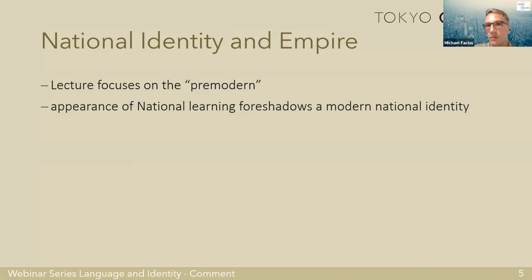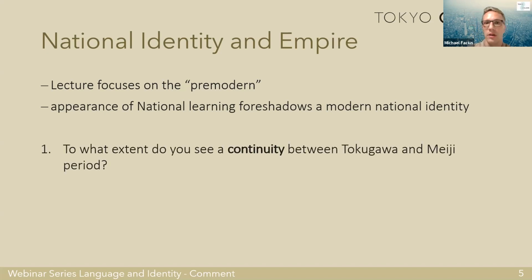So the lecture focuses on the pre-modern, but of course, the appearance of national learning that you have been talking about foreshadows the creation of modern national identities. That's a long-standing argument, I think, in Japanese studies, about the transition between the early modern and the modern period, to what extent Kokugaku, the national learning school, was instrumental in creating a national identity in the Meiji period that would be based on Shinto, on purism, on nativism, on the exclusion of Chinese, and so on. And I wonder to what extent you see a continuity between the Tokugawa and the Meiji period, if you look not at the aspect of ideology and Shinto and the gods and exclusivism, but just at script use as being promoted by the National Learning School.